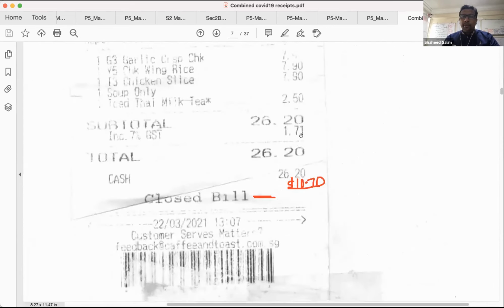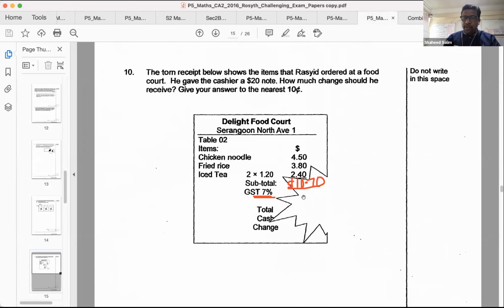Down here, GST is 1.71, but they already included it. Down here, they did not include the GST. GST is separate. That means you must pay more than $10.70. You understand? Where does the money go? The 7% goes to the government.